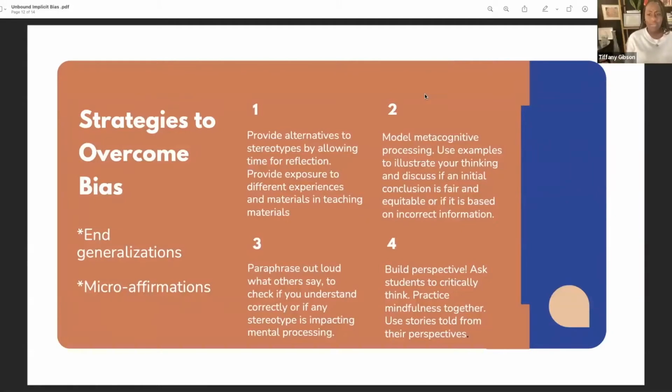And lastly, build perspective. Ask your students to critically think through something, practice mindfulness together, and use stories told from their perspective in your lectures and as part of your curriculum. One of the things that I've noticed in being a DEI specialist is sometimes I hear a lot of nurses and faculty members say, well, it can't be that bad, or that's not true, or maybe it's not as significant or prevalent as you say, Tiff, because it hasn't happened to them or because they haven't seen it. But just because something is not your lived experience does not mean that it's not true. So allowing students to join in on the conversation during a lecture allows them to share things from their point of view and their lens, which would decrease your bias.